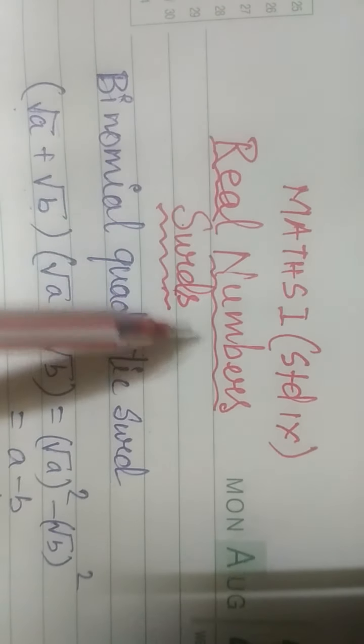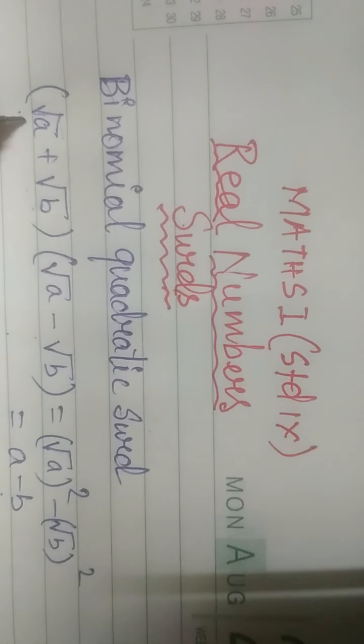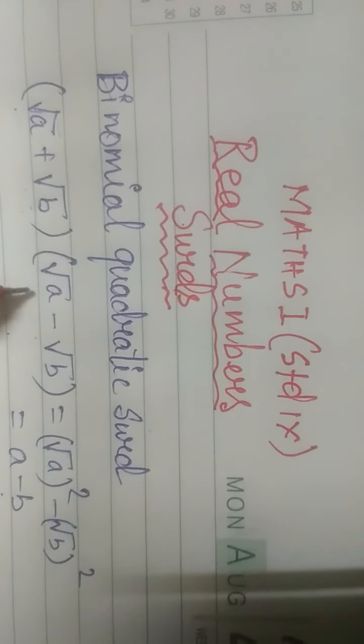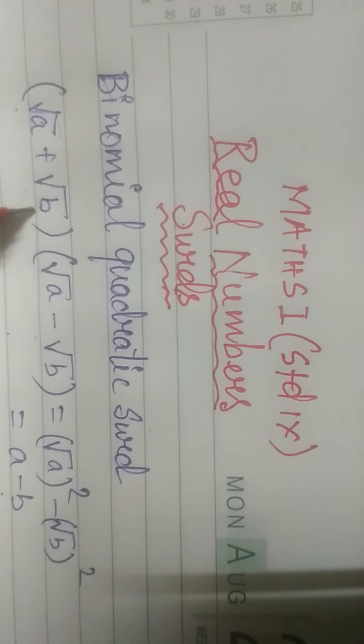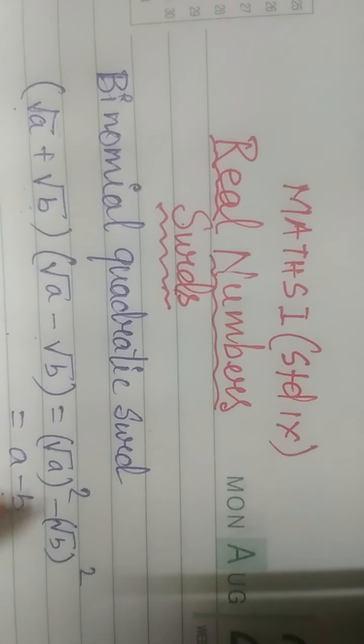Good morning students. Today we are going to start with Maths 1, Real Numbers, surds, under that binomial quadratic surd. Here is one example we have taken: suppose root a plus root b multiplied by root a minus root b. Here we use the (a plus b)(a minus b) formula, that is a square minus b square formula. So when root a is multiplied by root a, the root will be removed. So we get a minus b, which is a rational number.